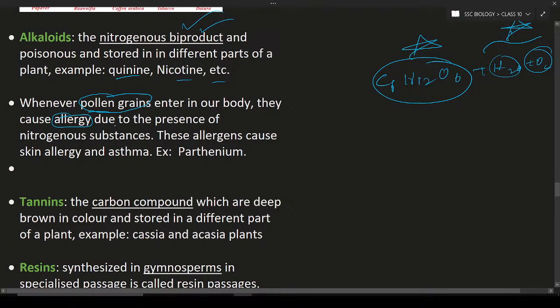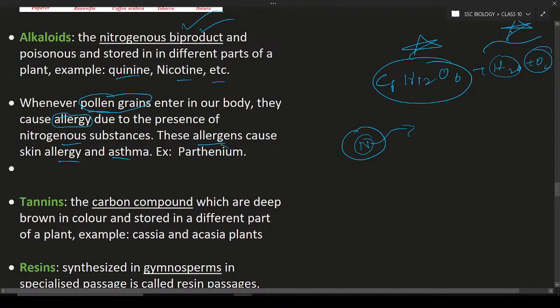This is due to the presence of nitrogen substance. The pollen grains have the nitrogen substance. When this nitrogen substance enters the body of these sensitive people, it is going to cause allergy, like sneezing, coughing, and also the nose becomes red, eyes become red, and so on. Okay, this is about pollen grains. These are allergens, so they are going to cause allergy, and sometimes they may also cause asthma.